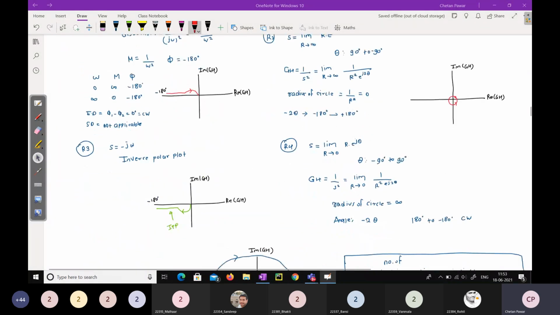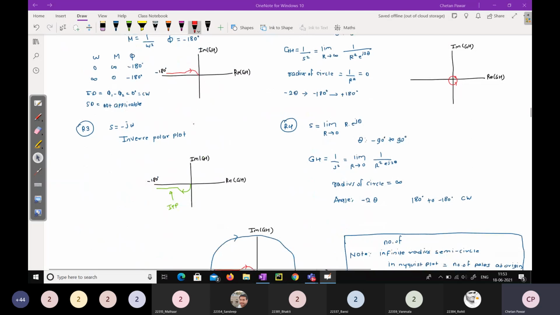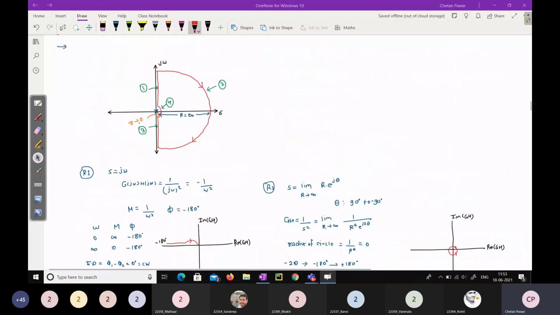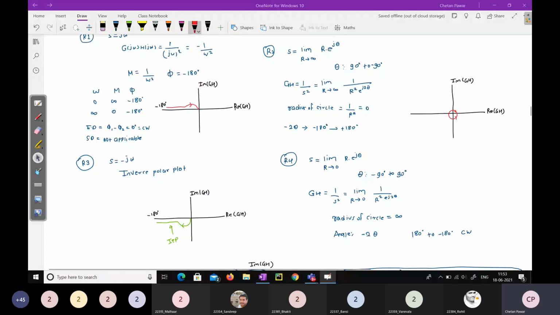Okay, so that circle is mapped this way. You put S equal to limit R tends to 0, R into e raised to j theta, where theta will vary from minus 90 to plus 90. So here you can see theta will vary from minus 90 to plus 90 degree.